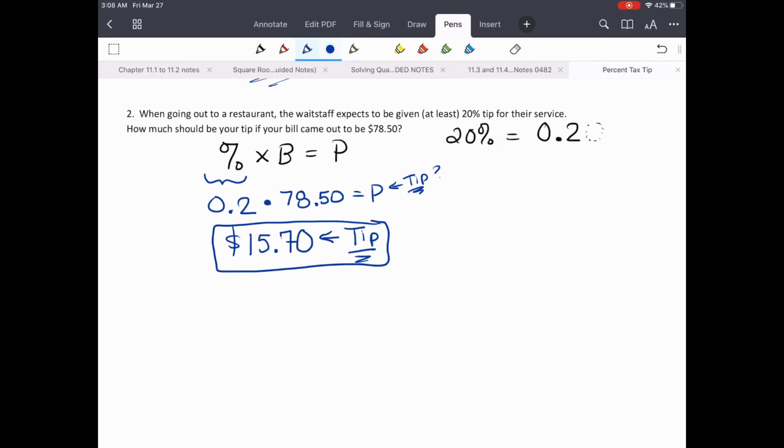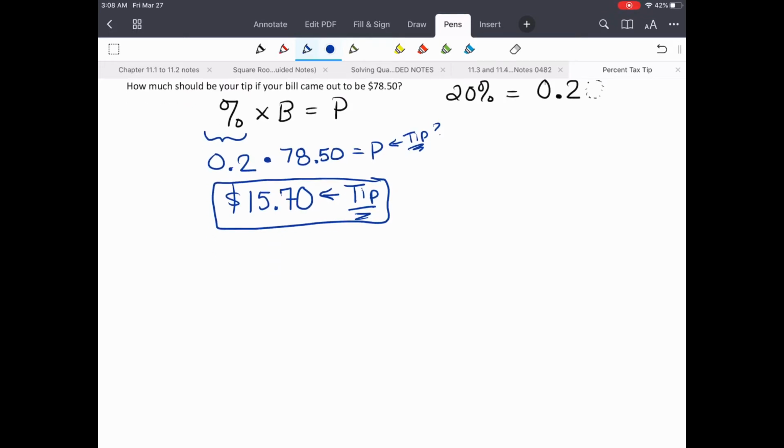So make sure, like I said in class, when you're going out to a restaurant and you have so much money with you, make sure you're always figuring, well, we have to tip as well. So you're not just buying what you need for food, but you're also buying the service as well.